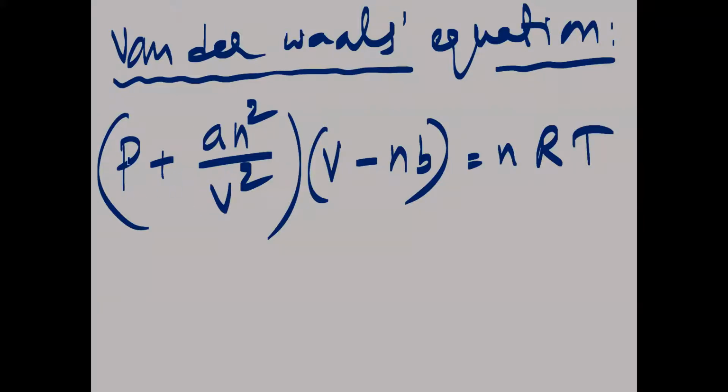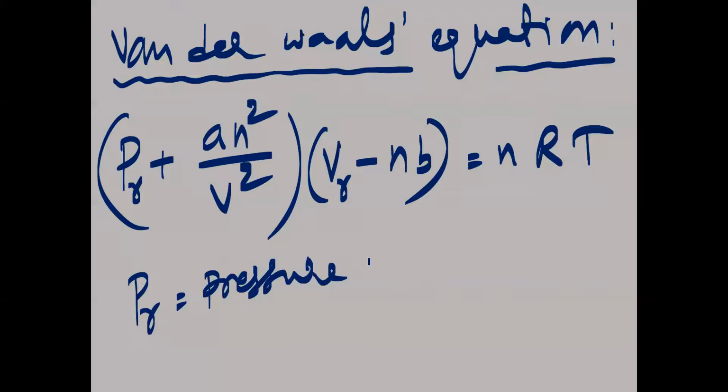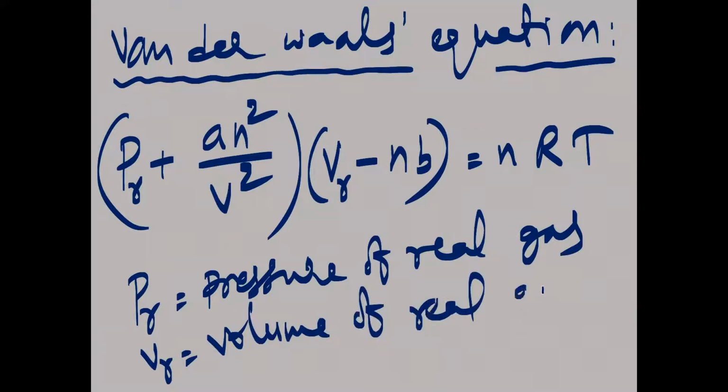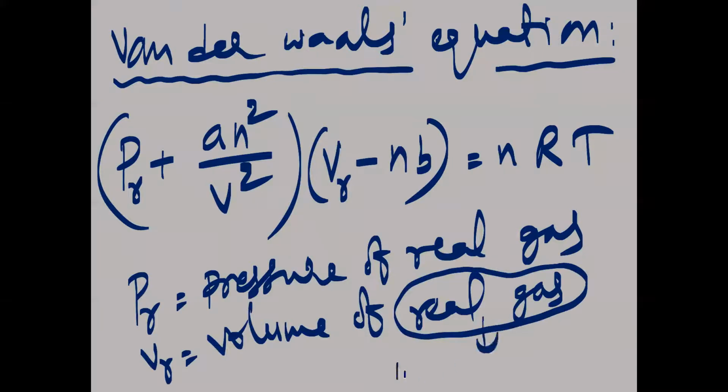Now according to this equation, this P is P real, and V is V real. So P real indicates the pressure of a real gas. Real gas means non-ideal gas. And V real is the volume of the real gas. The real gas is also called a non-ideal gas.